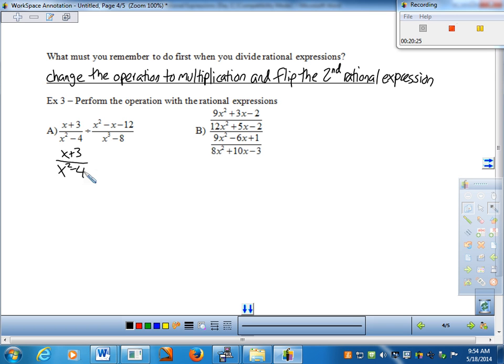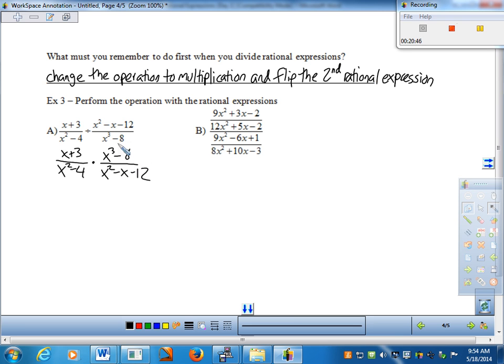Change the operation to multiplication. There we go. So it's the first rational expression times the reciprocal of the second rational expression. So I flip it, x cubed minus 8 moves to the top, x squared minus x minus 12 moves to the bottom. That looks awesome. Now is it exactly like example 2? Of course. So let's see how you can do with this. Before I get to it, see if you can factor that one right there.